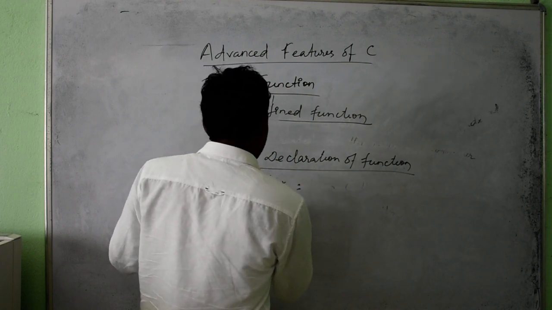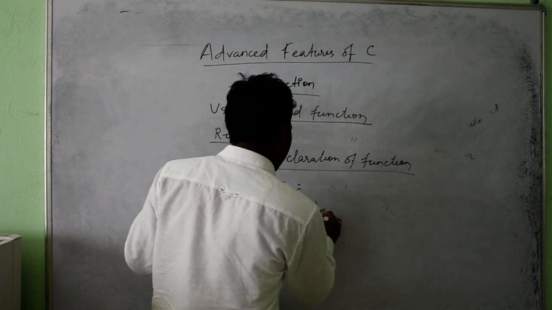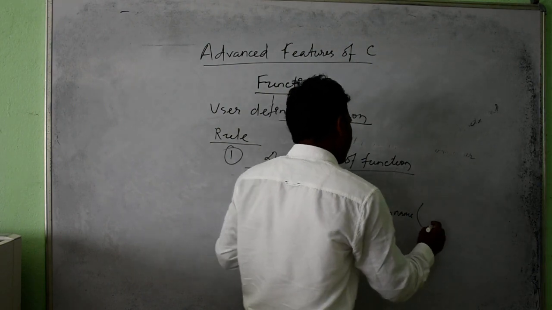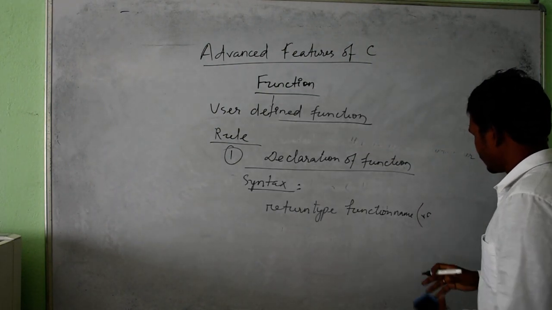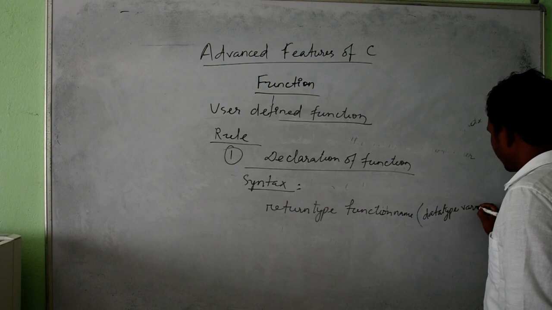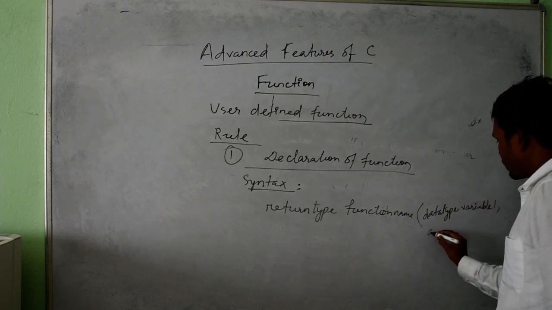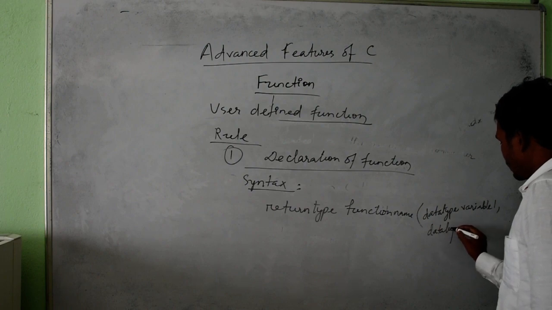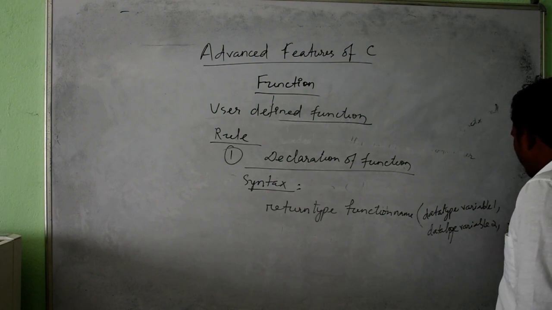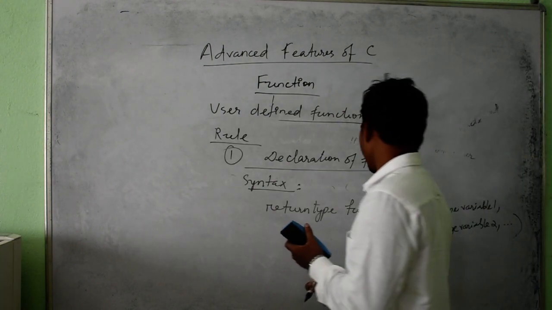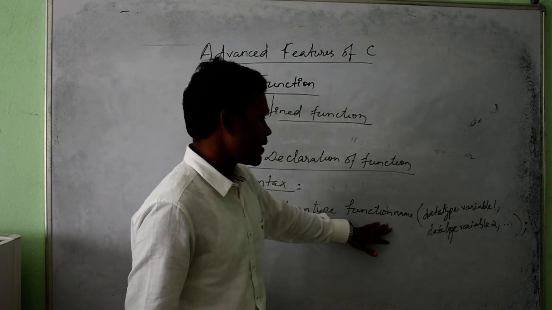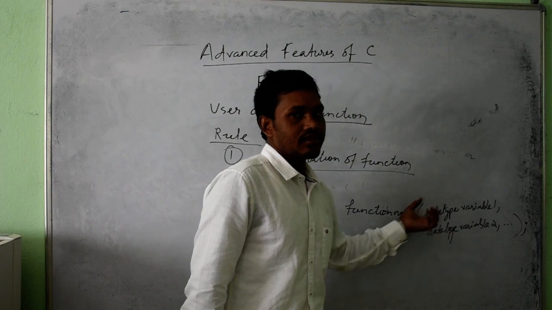Syntax for declaration of a function: return type, function name, then data type variable 1, data type variable 2, like this, ending with a semicolon. Return type, function name, and these are called parameters or arguments.